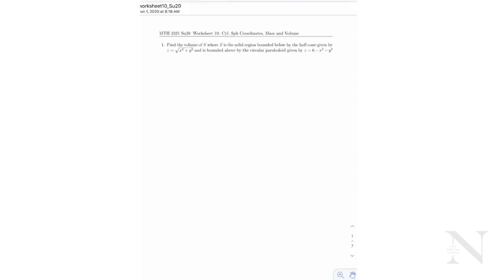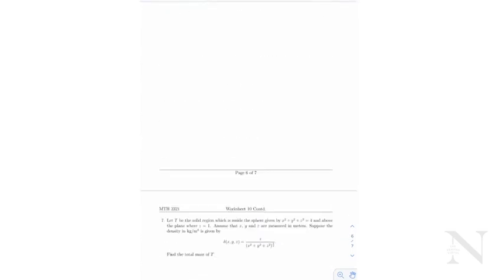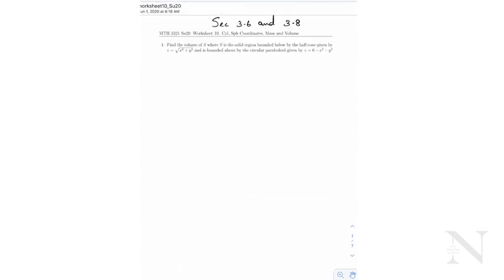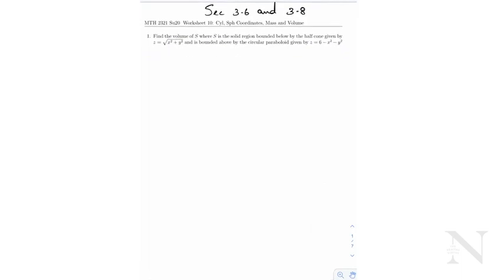All right, so this covers sections 3.6 and 3.8. You can see it's a pretty long worksheet because I've tried to include as many problems as possible, but we'll go over it one by one. So the first one is to find the volume of a solid, and it's kind of tricky wording there. It says below by the half cone given by this equation and above by. So it's not below and above, it's the other way, right? Below by means it's above, and above by means it's below.